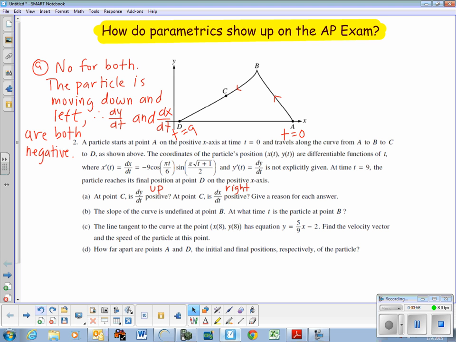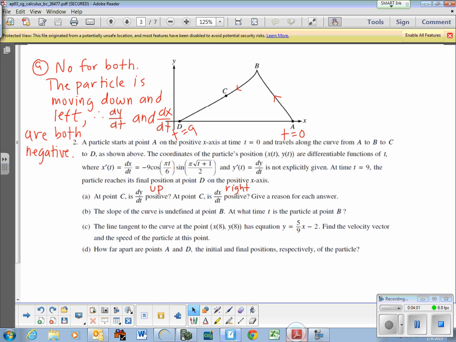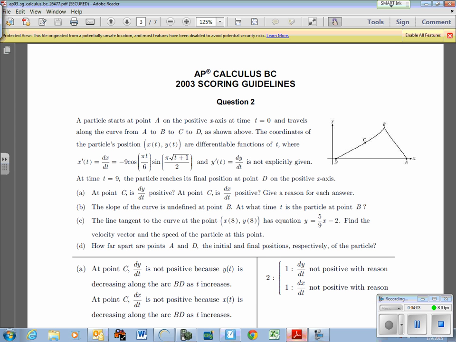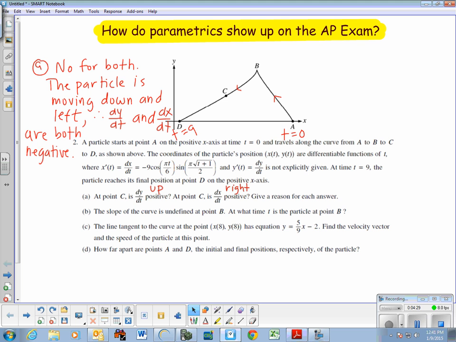So I'm going to kind of write an answer in my words, and then we're going to flip over to the answer key and see what the professionals wrote as their answer. So at point C, dy dt is not positive because y of t is decreasing along the arc BD as t increases. So where I said it's moving down, they said y of t is decreasing. So you might be better off writing what they said, but I think you would get your point with my answer. Dx dt is not positive because x of t is decreasing. In other words, if your x value is decreasing, you're going to the left. All right, there we go. Part 1, 2 points. Got them.